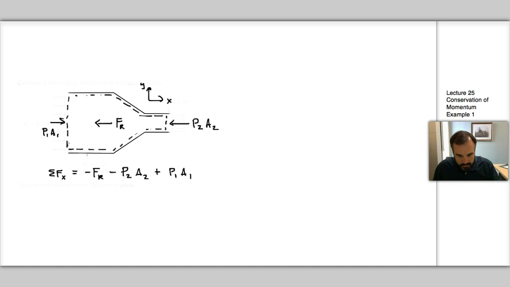Okay? So step 5 is we have a situation where we have something we don't know. We need to determine P2 using the Bernoulli equation.